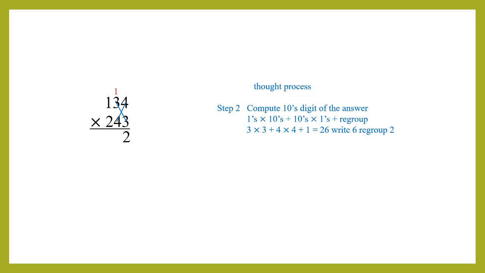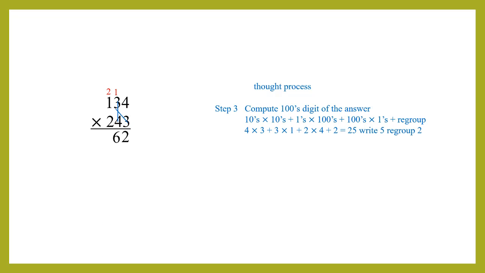Step 2, compute the tens, just like we did before. Ones times tens, tens times ones. So 3 times 3 is 9, plus 4 times 4 is 16, is 25, plus the 1 is 26. Write the 6, regroup the 2. Now step 3, we want to compute the hundreds. Now this time we have an extra column, so we have to take tens times tens for hundreds, but we can also take ones times hundreds and hundreds times ones. So 4 times 3 is 12, plus 3 times 1 makes 15, plus 2 times 4 is 8, makes 23, plus the 2 regroup, you get 25. Write the 5, regroup the 2.